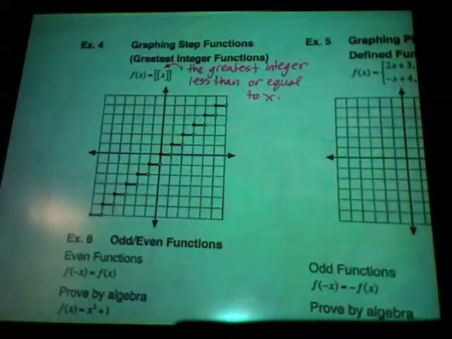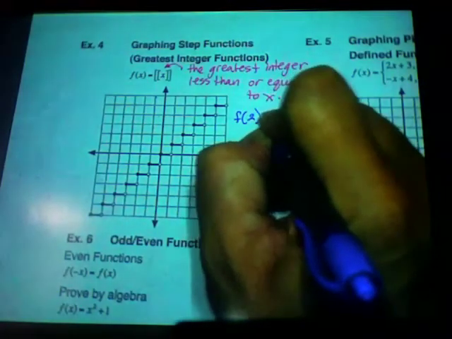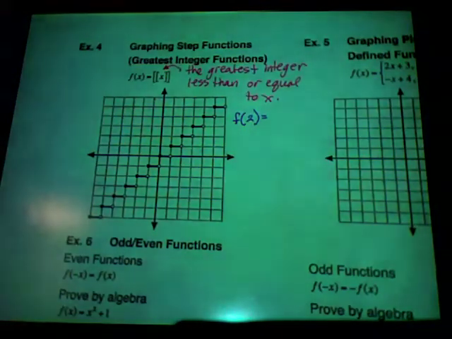So let's say that I was going to do f of 2. What integer, what's the biggest integer that's less than, did I say equal to?